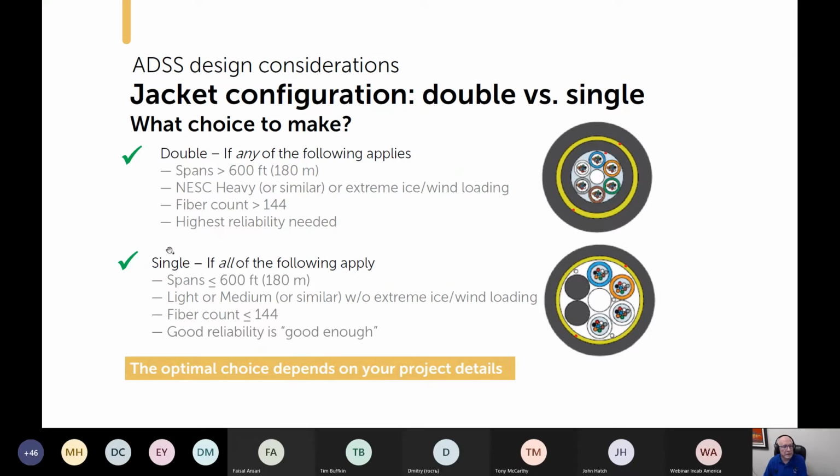Single jacket construction is appropriate if all of the following apply. So if your span's less than 600 feet, if you're in light or medium conditions and you don't have to worry about extreme ice or wind loading, when the fiber count is less than or equal to 144, and when good reliability is good enough, this is an appropriate solution. The economics in the long run can work in your favor. The money you save up front versus the money that you have to spend later to maybe replace some cable that's had some problems.